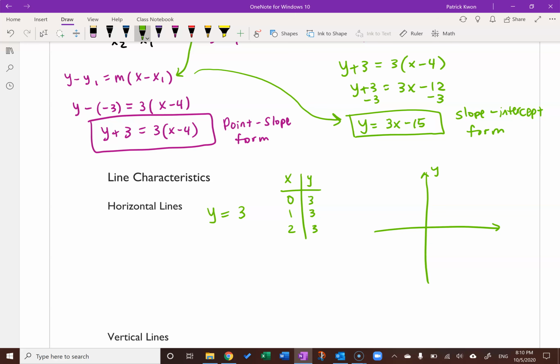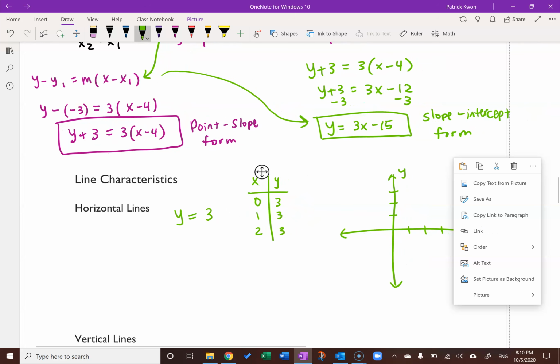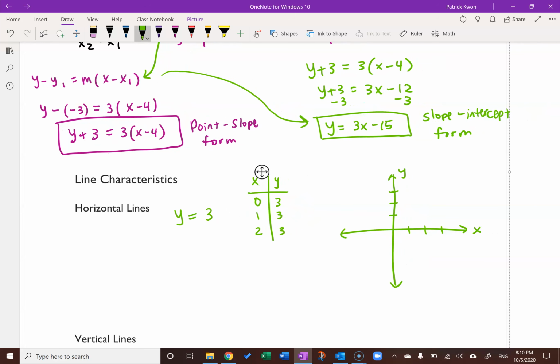Here's our y-axis, here's our x-axis. And so there's 3. And so if I plotted 0, 3, that would be right there. If I plotted 1, 3, that would be there, 2, 3. And if I connected those, notice that it makes a horizontal line.